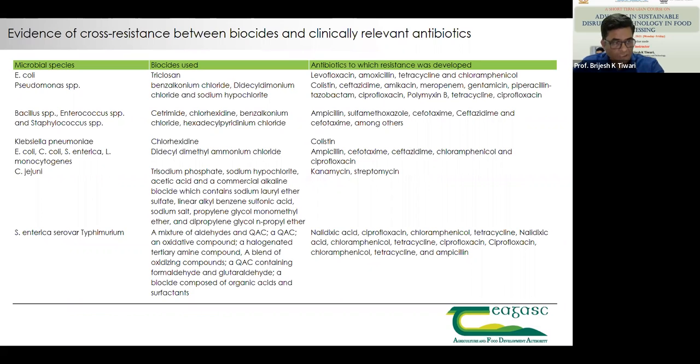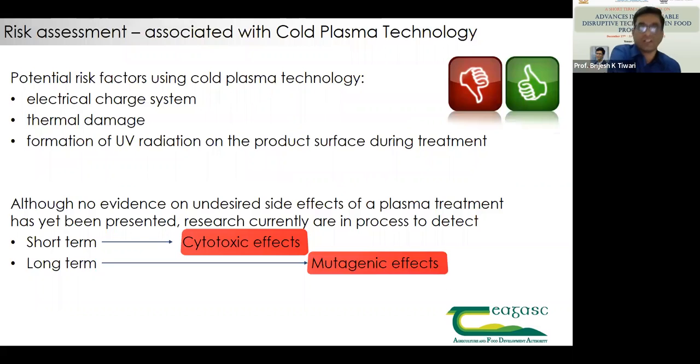Now, with this, let's look at risk assessment associated with cold plasma. What are the potential risk factors associated with cold plasma? And the same thing can be applied to any given technology. One very interesting element, if you are doing your PhD on a specific technology, is to use one of the risk assessment frameworks which are already well established on the WHO or FAO website. Why am I referring to the WHO and FAO framework? Because that is universally accepted.